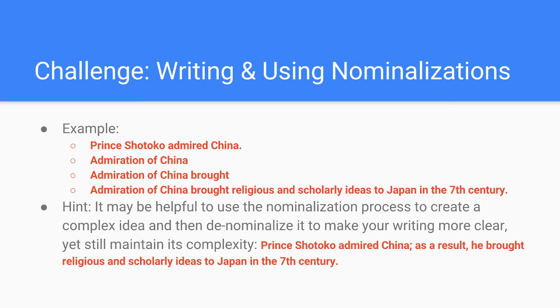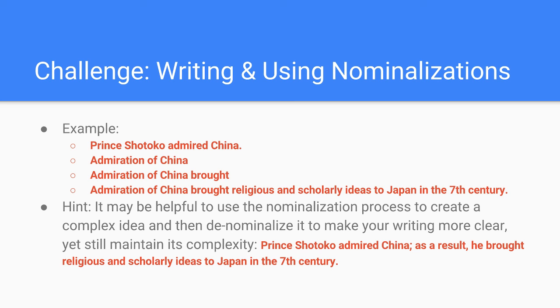However, as I said, sometimes it's possible to overuse nominalization. So sometimes students rely on this too much. So it's sometimes helpful to use this process to create a complex idea, but then denominalize it to make your writing more clear, but still have the complex idea. So then we get rid of the nominalization, and we end up with Prince Shotoko admired China. As a result, he brought religious and scholarly ideas to Japan in the 7th century. So you have all of the ideas there, and it's definitely a complex thought, but it's grammatically more simple.